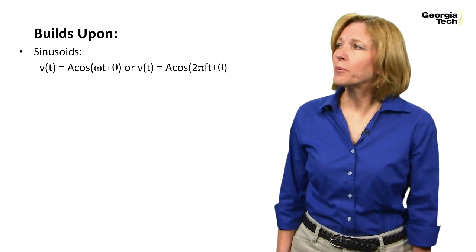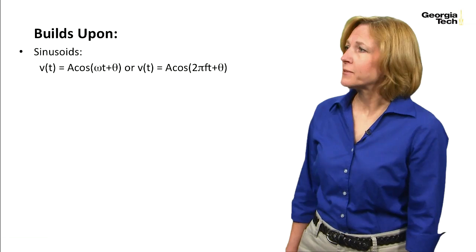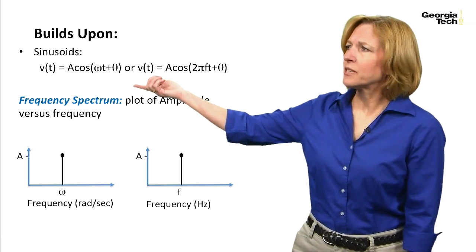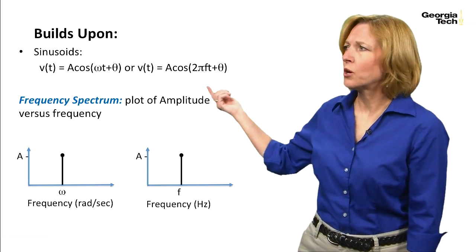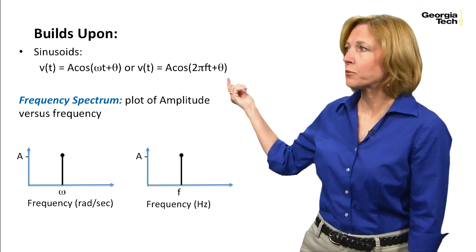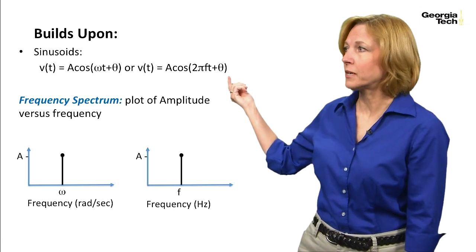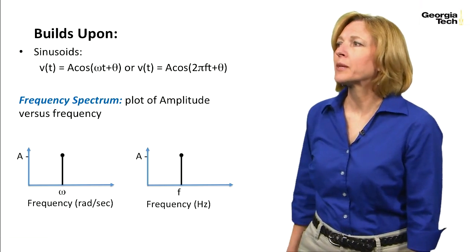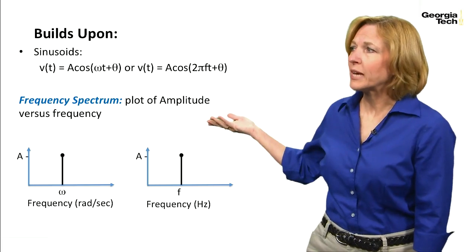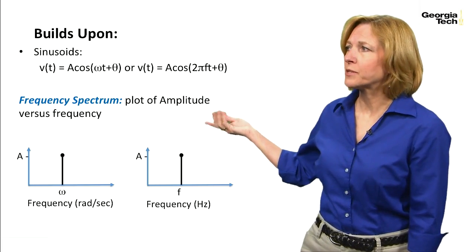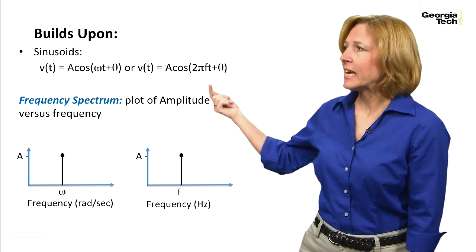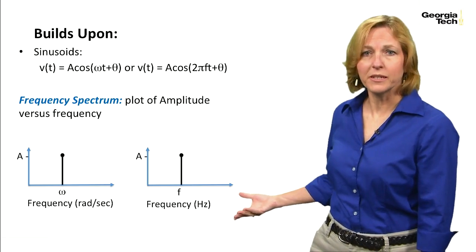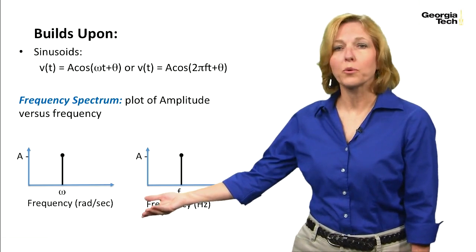We're going to be building upon what we know about sine waves. In particular, if I have sinusoids defined this way in terms of radians per second or in terms of hertz, where f is equal to the frequency in hertz and 2 pi f is equal to omega, we define the frequency spectrum this way. It's a plot of the amplitude versus frequency. So if the amplitude is in A, it is plotted at that given frequency. Now, the frequency spectrum could be done in terms of hertz or radians per second.